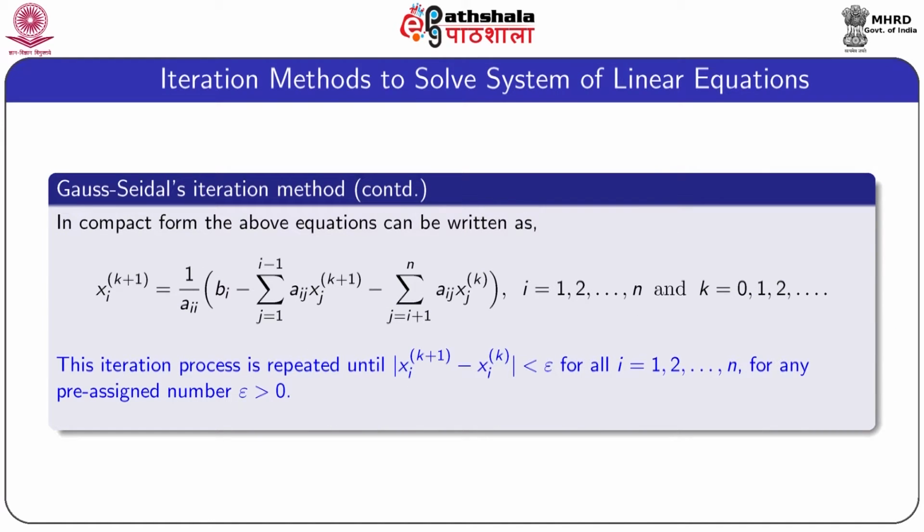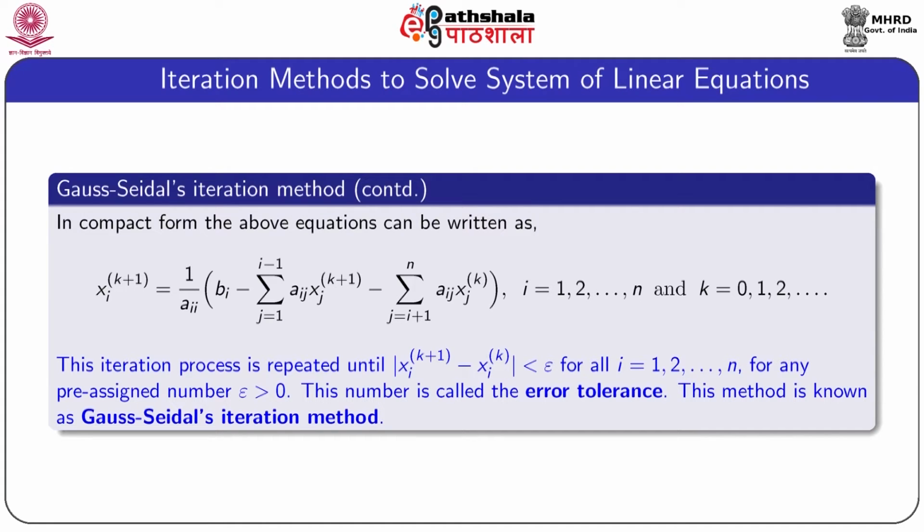This iteration process is repeated until the absolute value of the (k+1)th iterated value of xi minus the kth iterated value of xi, that means the difference between two consecutive iterated values of the variable xi, is strictly less than epsilon, where epsilon is a pre-assigned positive number, and this condition must be satisfied for all the variables, that means for all i equal to 1, 2 up to n. This number, that means epsilon, is called the error tolerance of the system of equations. This method is known as the Gauss-Seidel iteration method.